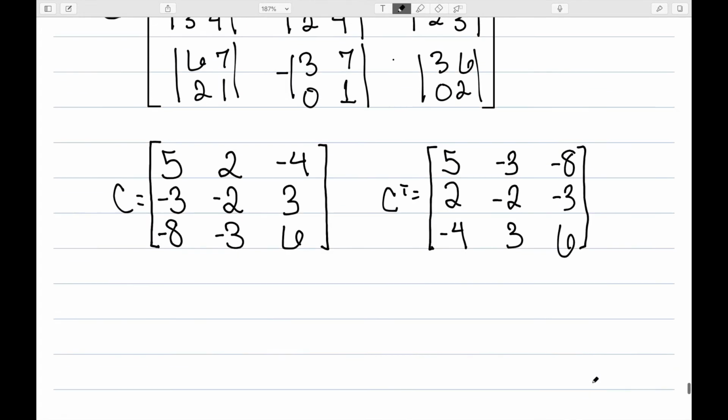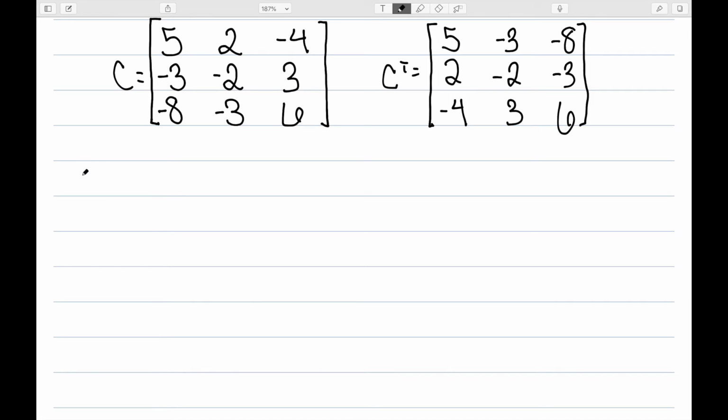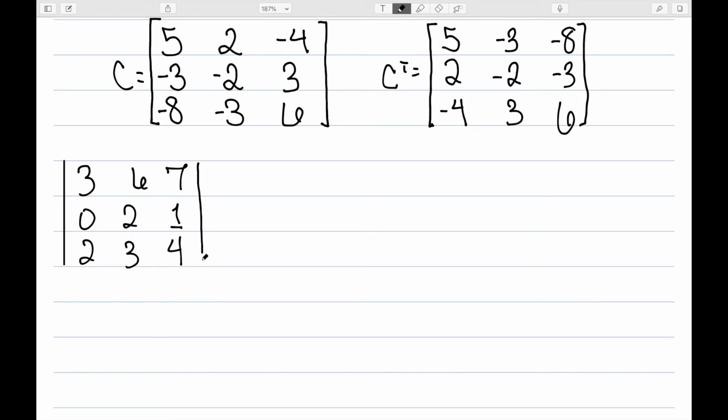So this is a good start. We're not quite done. We need to divide this by the determinant. So I'm going to write down the original matrix again. 3, 6, 7, 0, 2, 1, 2, 3, 4. And we need to take its determinant. I'm going to go down the first column here since it has a 0. So I have 3 times. We delete the first column in the first row. I'm left with 2, 1, 3, 4.